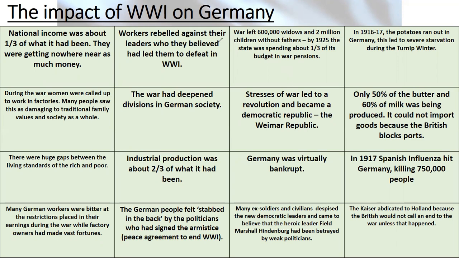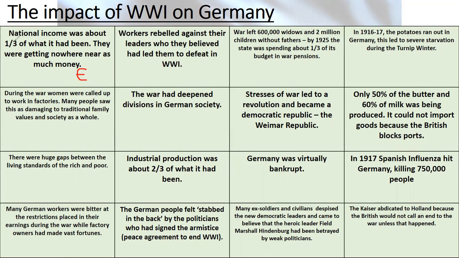So, national income was about 1/3 of what it had been. They were getting nowhere near as much money. Now, what that means is Germany were only getting about 33% of what they were used to. And in that respect, this is going to be economic.